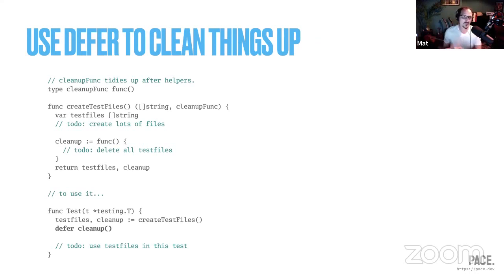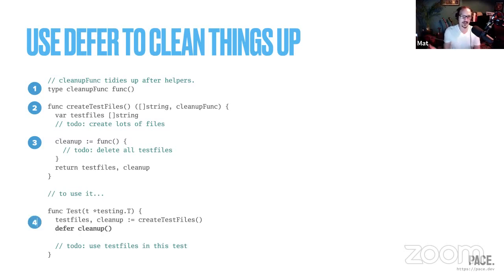We can use defer to clean things up, and doing this in test code is extremely useful in particular. In this example, at number one, I've got this little cleanup function. It's just a simple function, really. It's there for documentation. You could do this anonymously without creating a type. But what we do is we have this create test files function, which is going to return as the second argument the cleanup function. And we can create this little cleanup function inside the actual function that creates the test files. So in one place, we're creating the test files and then creating the function that's going to clean up those test files. We just return that.